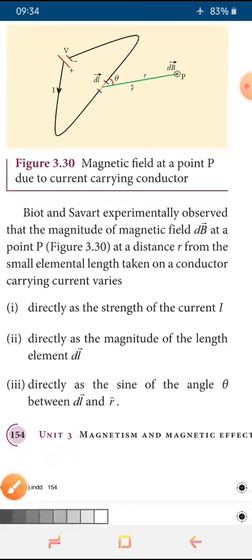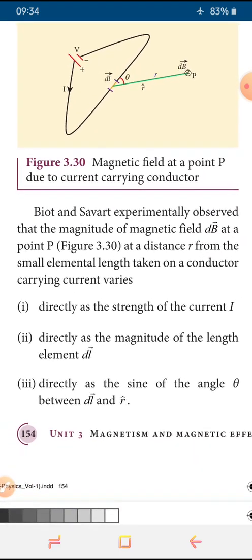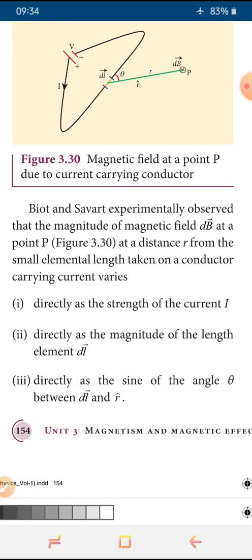And how to define this? How much magnetic field this selected small length of the conductor produces at point P, we can write that. This small element's magnetic field dB at the point is directly proportional to the strength of the current. This is the first point. The magnetic field dB is directly proportional to what? The strength of the current I.